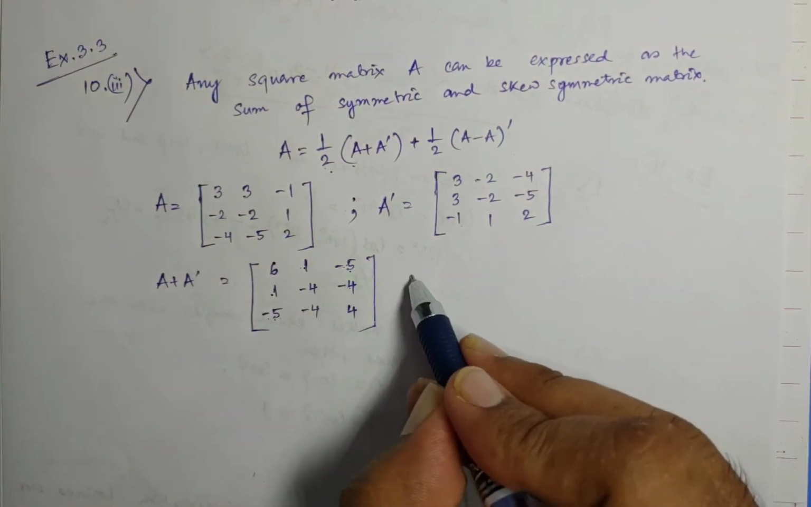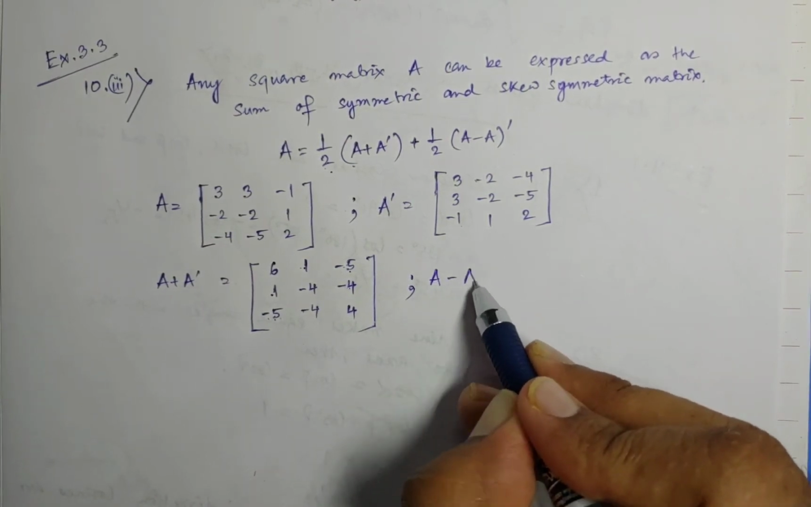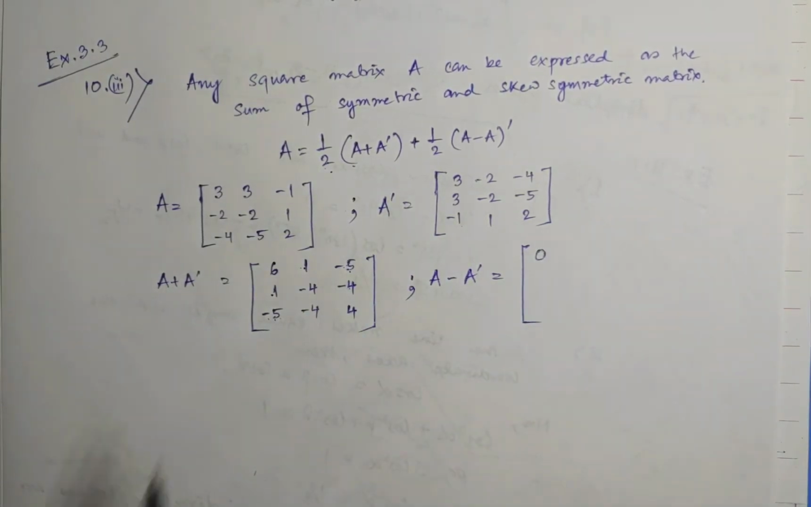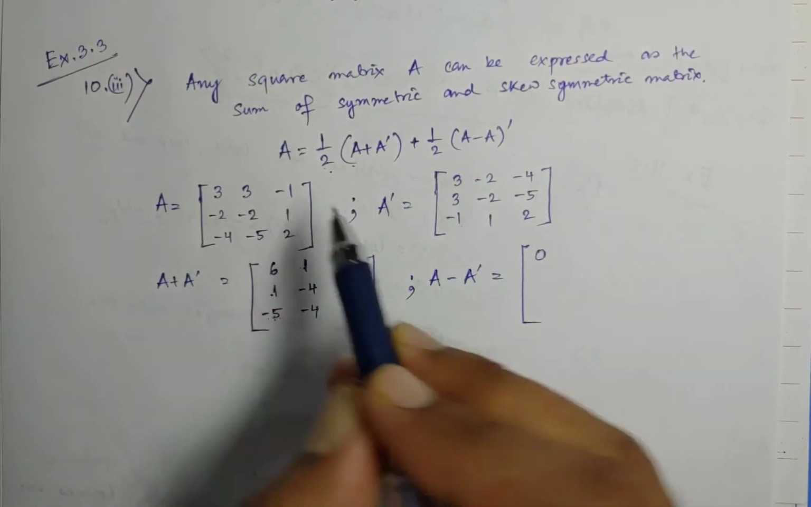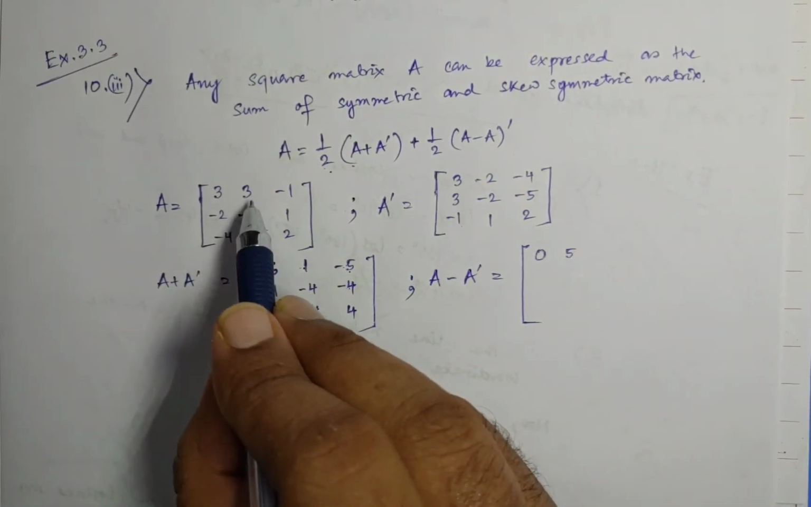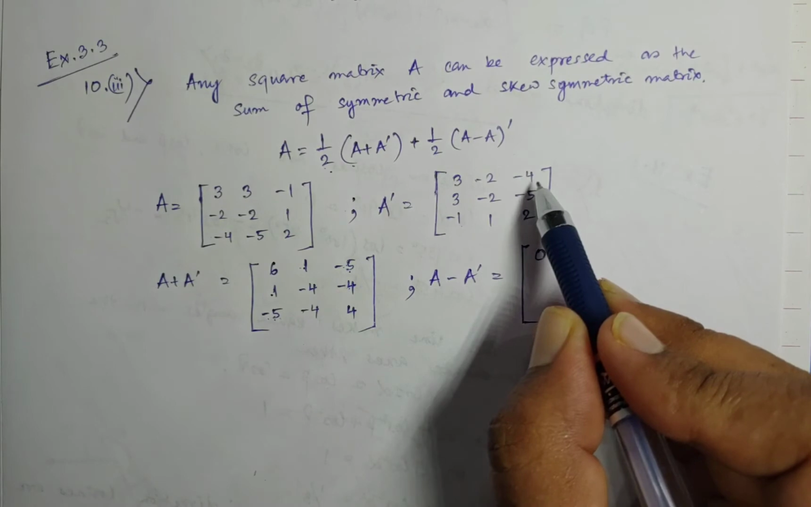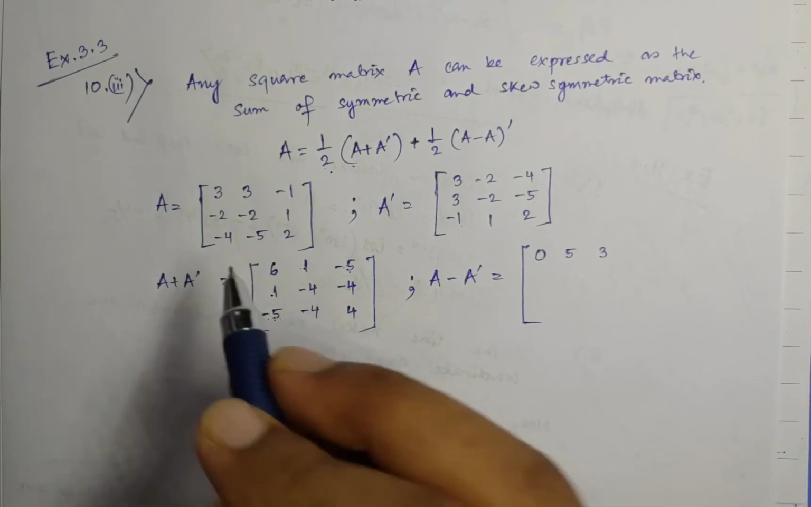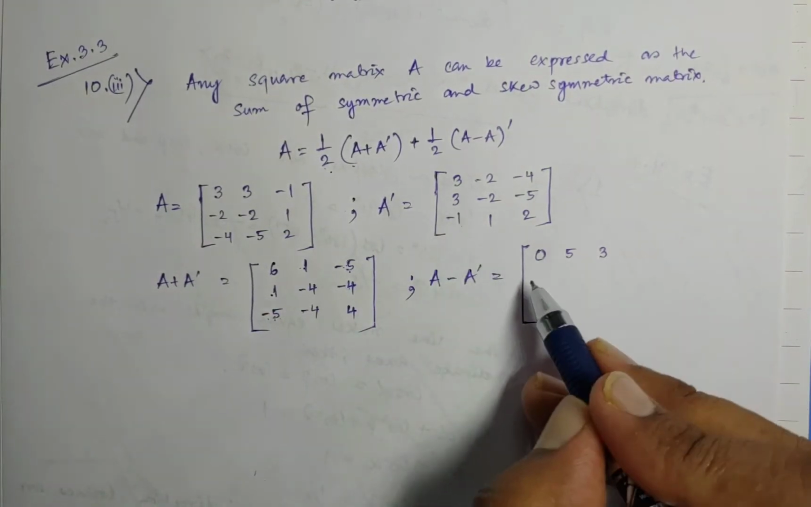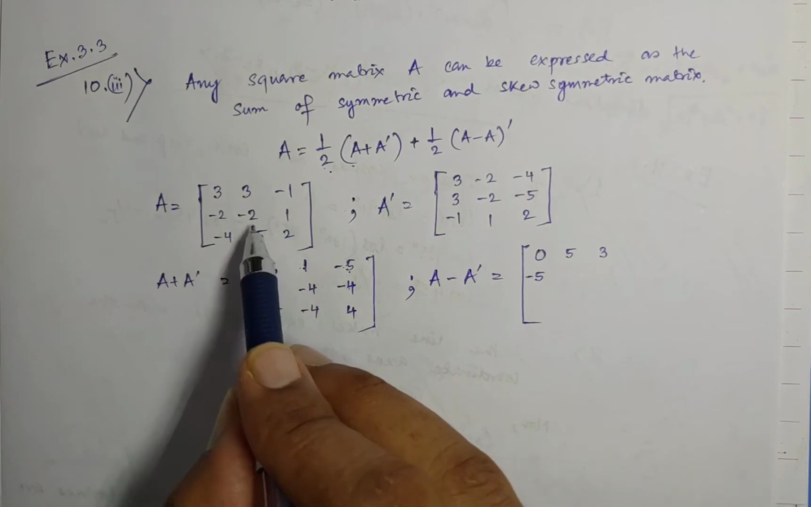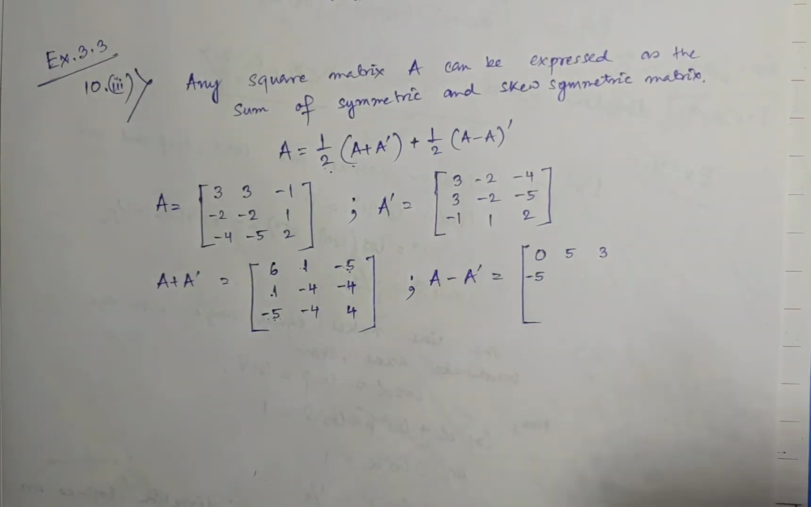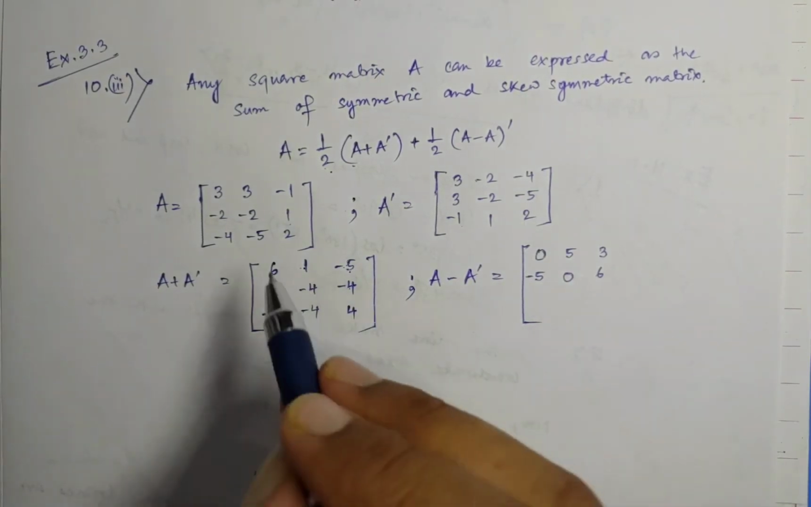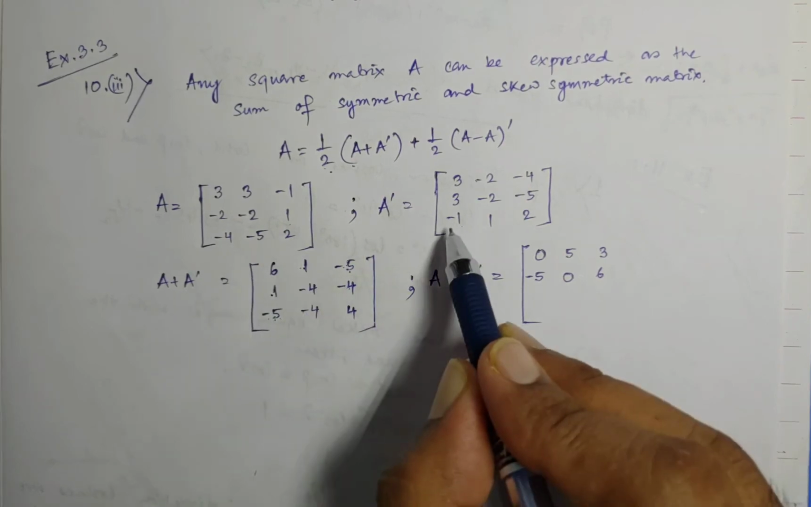Now let us find the skew symmetric one. So the skew symmetric one is A minus A transpose. And that is given by what? This minus this. So 3 minus 3 is 0. 3 minus of minus 2, so that is plus 2, so 3 plus 2 is 5. Minus 1 minus of minus 4, that is minus 1 plus 4, that is 3. Minus 2 minus 3, that is minus 5. Minus 2 minus of minus 2, that is minus 2 plus 2, that is 0. 1 minus of minus 5, that is 6. Minus 4. And this one becomes what?